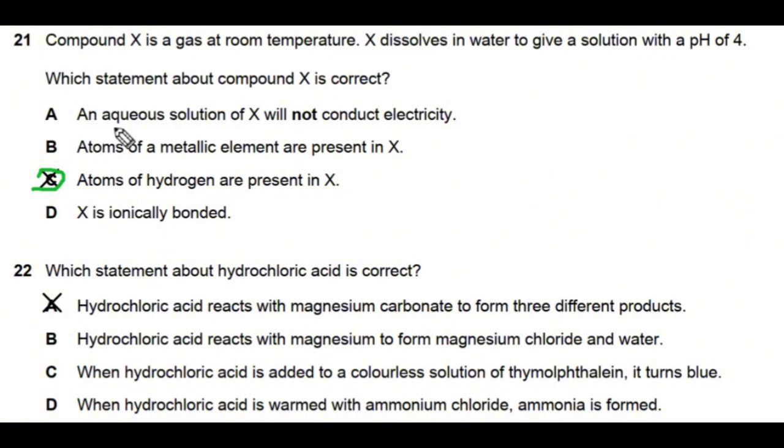Why is A wrong? An aqueous solution of X will not conduct electricity. An acidic solution will conduct electricity. Atoms of a metallic element are present in X. No, if metal were present, it would react with water to produce an alkaline solution, and pH would be more than 7. So this is wrong. X is ionically bonded. This is also wrong.